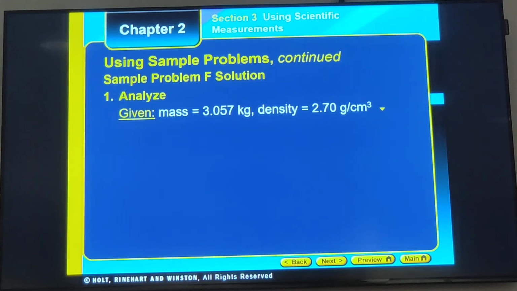So M is equal to 3.057 kilograms. D is 2.7 grams per cubic centimeter. And my unknown is, what is the volume of aluminum? Now it looks like my volume units should turn out to be what? From the information given, what's the volume units going to be? Centimeters cubed. Yeah, centimeters cubed is going to be my volume.